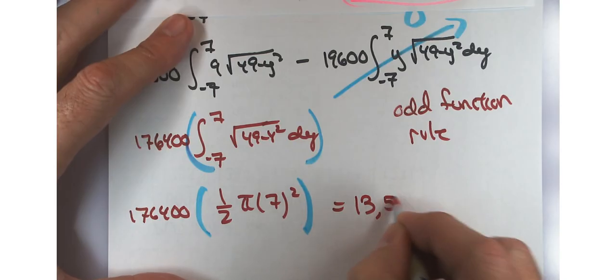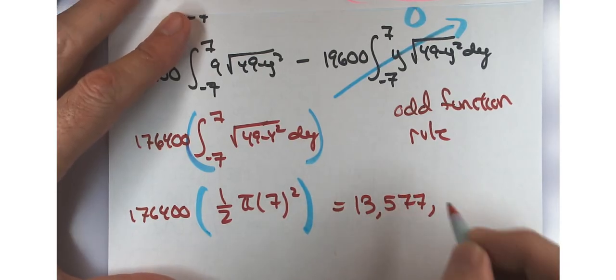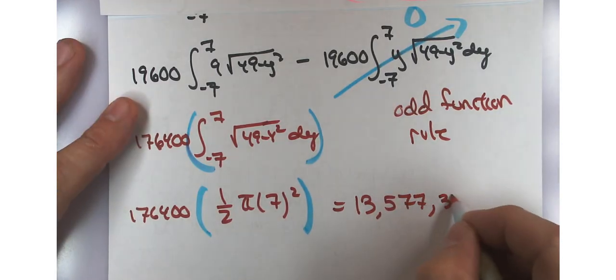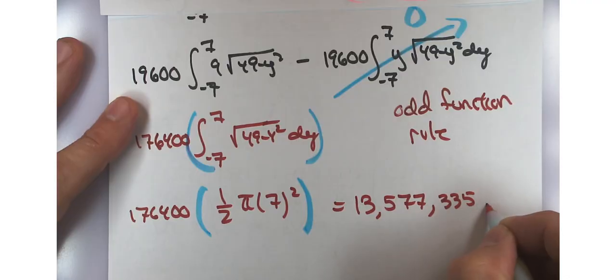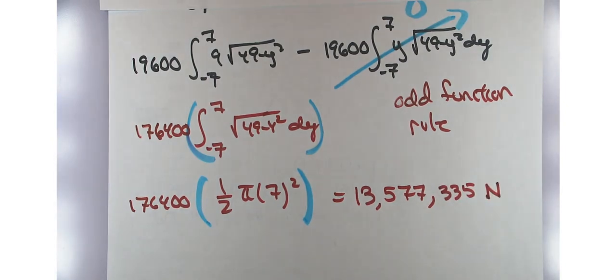And I get 13,577,335. And the units in the metric system are newtons. Newtons for force, Pascal for pressure.